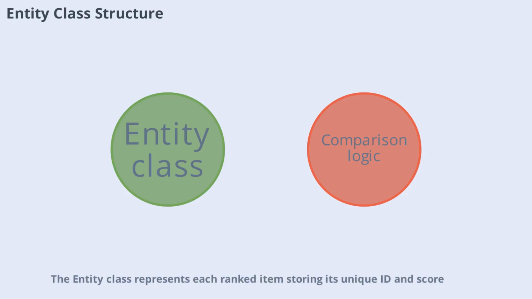The entity class represents each ranked item, storing its unique ID and score. It also implements comparison logic for sorting, using score as the primary key and entity ID as the secondary key. This ensures that entities are always ordered correctly in the ranking system.